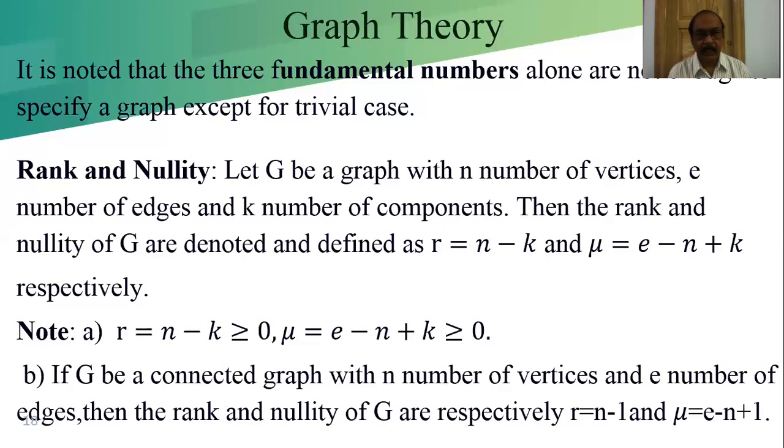Note: if G is a connected graph with n number of vertices and e number of edges, then the rank and nullity of G respectively follow from k equal to 1. In this case rank will be n minus 1, since k will be 1. So that time nullity mu equal to e minus n plus 1. That is, for a connected graph k will be 1, so by using this we can replace it: r equal to n minus 1 and mu equal to e minus n plus 1.